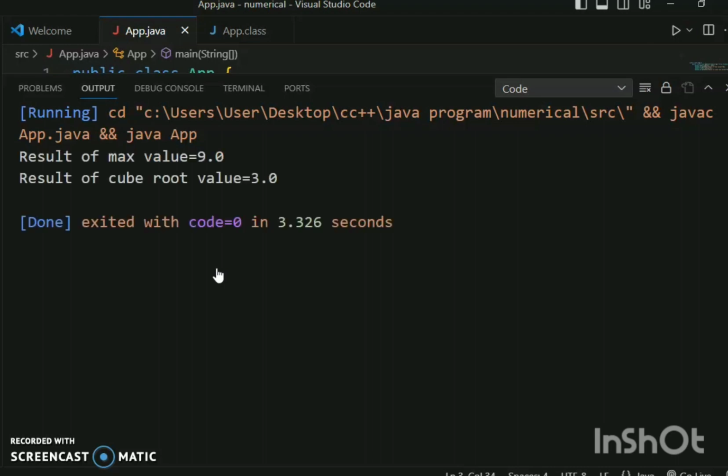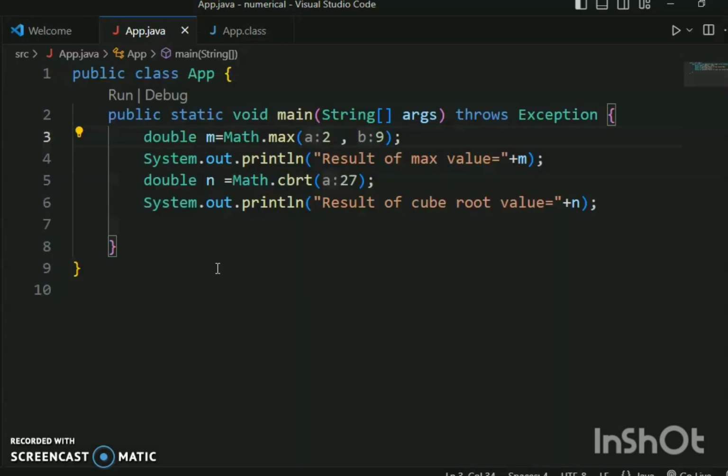Let's see. Okay, max value I get and cube root. I hope that my answer is correct. Yeah, so we have learned math max, math mean and square root. Square root also we have already discussed. Now cube root already got discussed.